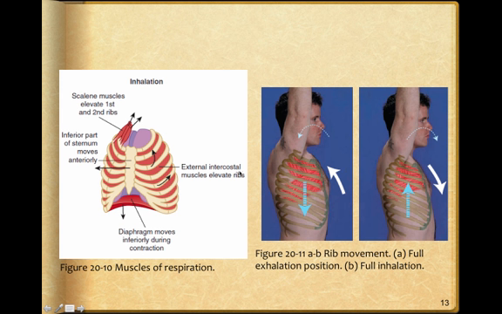During inhalation, the inferior part of the sternum moves anteriorly. External intercostal muscles elevate the ribs, and essentially we just get an upward and backward movement. The diaphragm is the major mover, so during relaxation or exhalation, the diaphragm is probably up like this. And during actual inhalation, the diaphragm shortens, thereby causing air to move into the lungs.